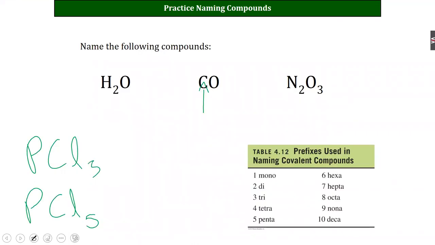So naming these is really easy. Drawing the structures for them, as we'll find out, is a little trickier. But naming covalent compounds is really straightforward. Just use those prefixes.